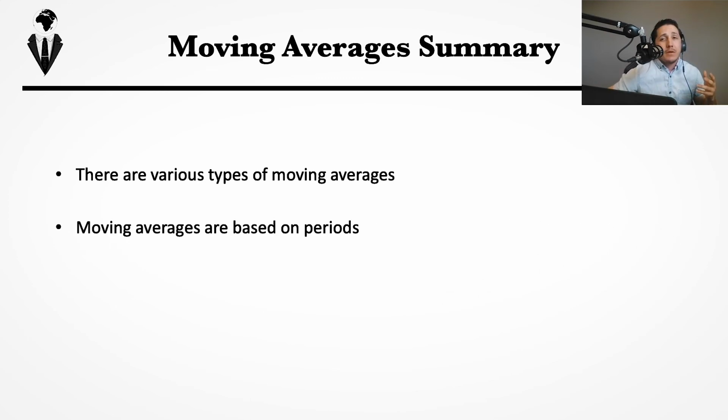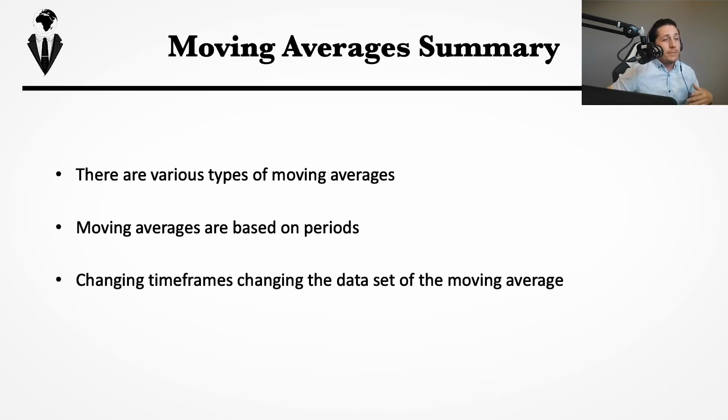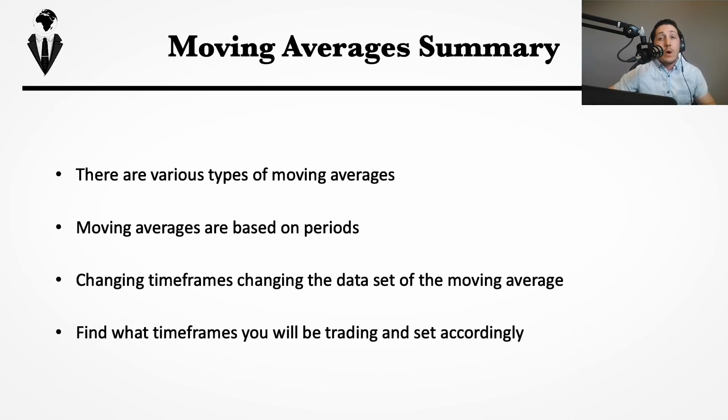And like I said, grasp the concept that periods are based on periods. They're not based on days. I see a lot of people talking about, oh, I'm using a 200-day moving average, but they're on an hourly chart. I'm sorry, but you're not using a 200-day. You're using a 200-hour because they are periods. So just grasp that concept when you throw these on a chart. Like I said, changing the time frame changes the data set you're using. Find out what charts you will be trading on. Are you going to be using a daily chart, a 4-hour chart, a 1-hour chart, 15-minute chart? Whatever chart you want to use, adjust the moving average accordingly to what you're trading.